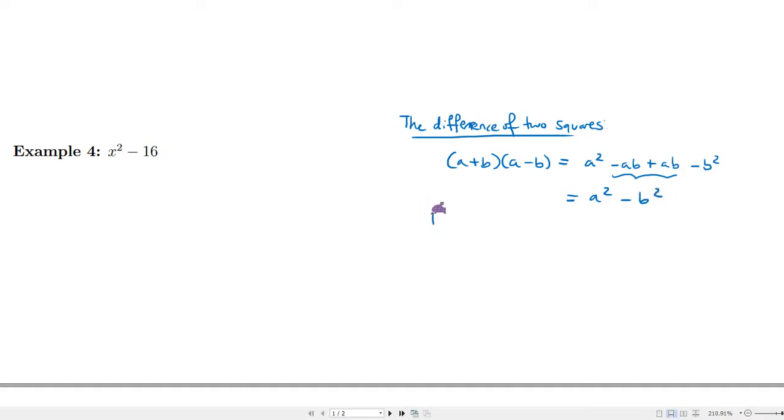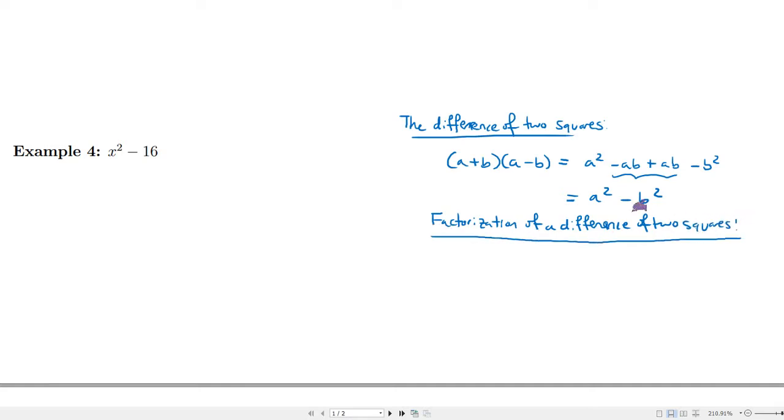So the factorization of a difference of two squares is just the reverse of this. We have a squared minus b squared, and that's just going to factor into this nice form. So you have a plus b and a minus b.